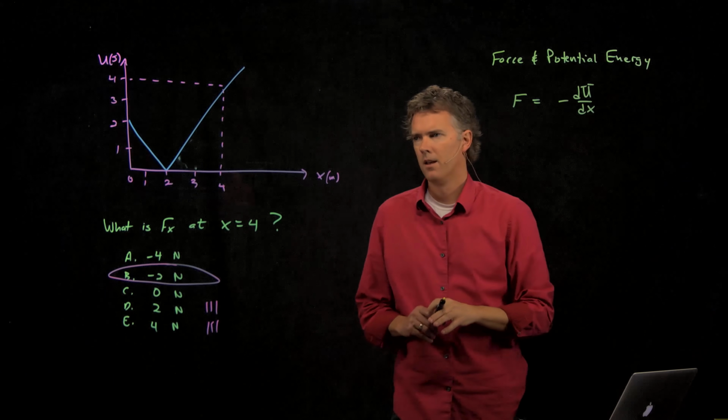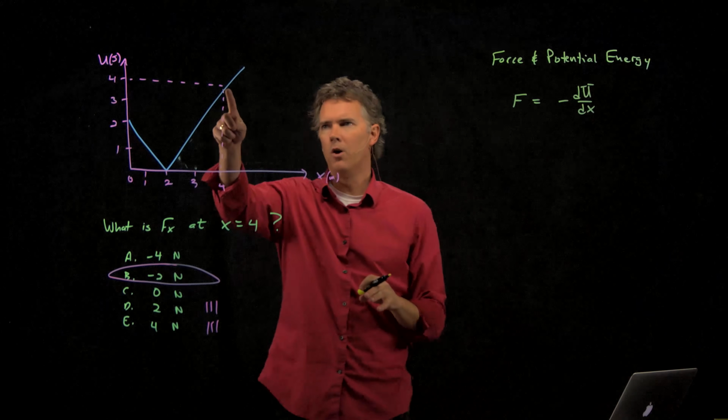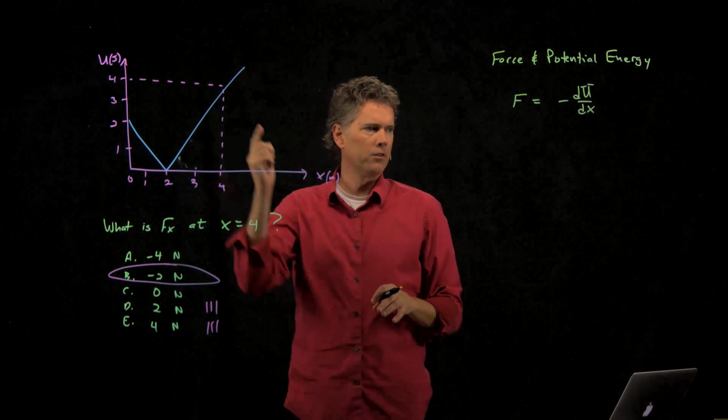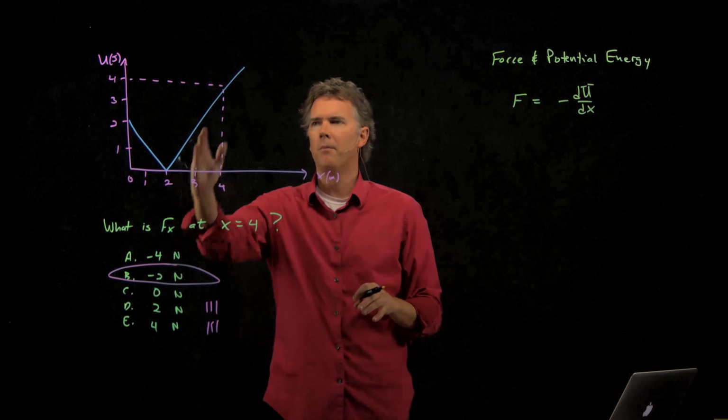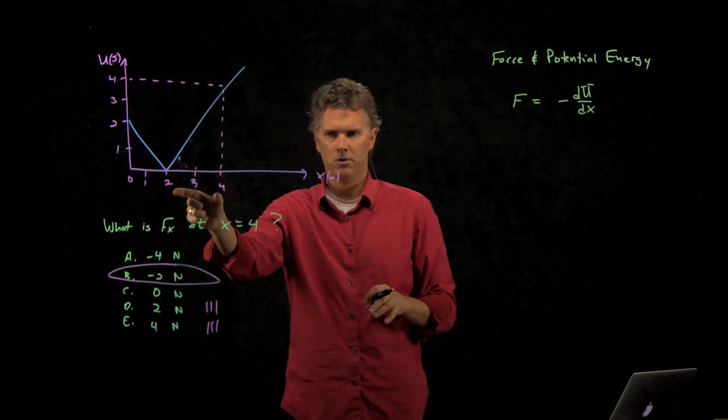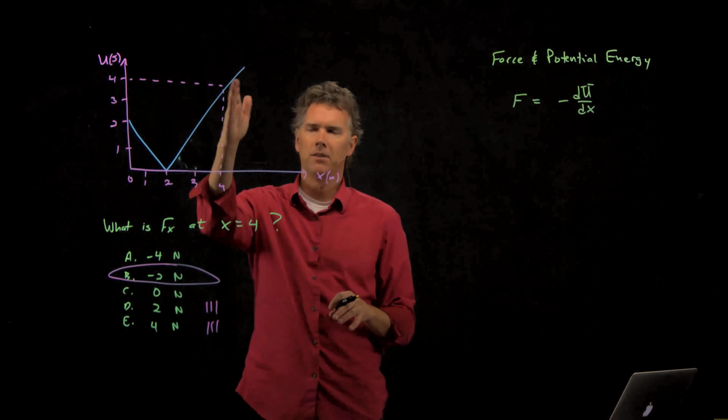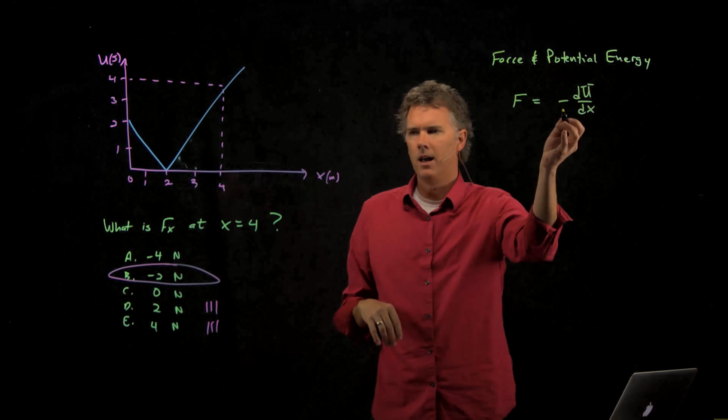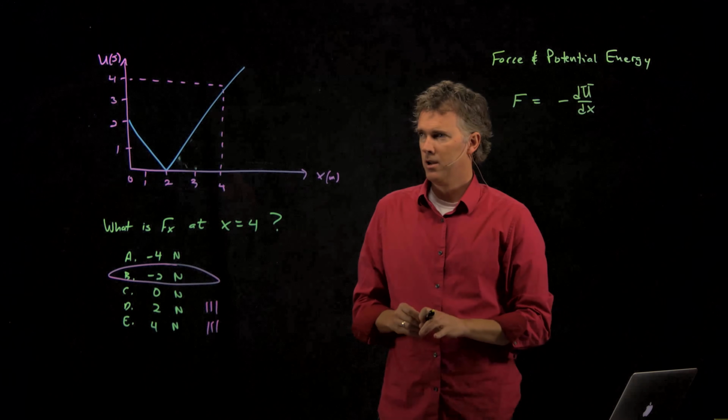Okay? So if I look at the slope right here, the slope of this thing is, of course, 2, because we've gone up 4 in a distance of 2. But I have to take the negative sign of that, and that's where we get our negative 2.